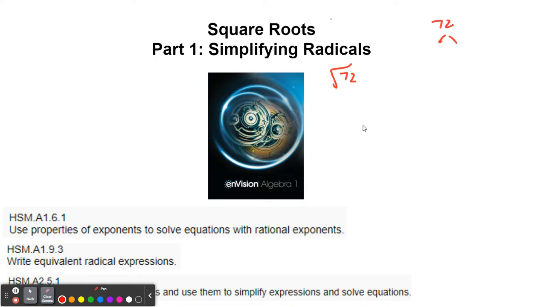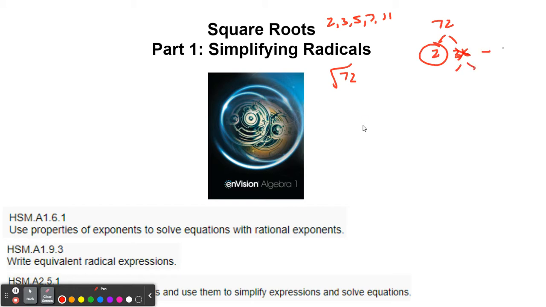So remember the list of prime numbers: 2, 3, 5, 7, 11. I would just try those. If it doesn't work, it's probably a prime number. So 2 does go into 72 because it ends in an even number. So 72 divided by 2 gives me 36. So 2 is prime, 36 is not. So I'm going to cross off the 36 and break it down.